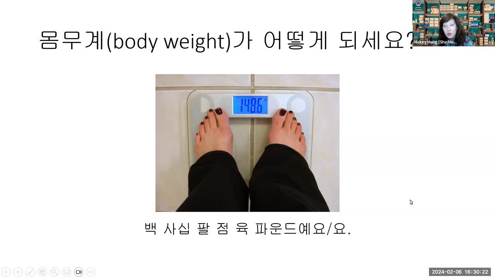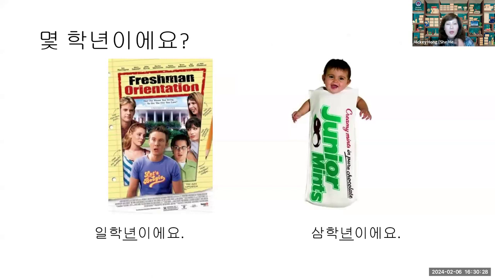148.6 pounds예요 or 6 pounds요. Simplest way to answer a question: noun and 요 or 이요. 몇 학년이에요? 1학년이에요? 3학년이에요? Junior, third year?